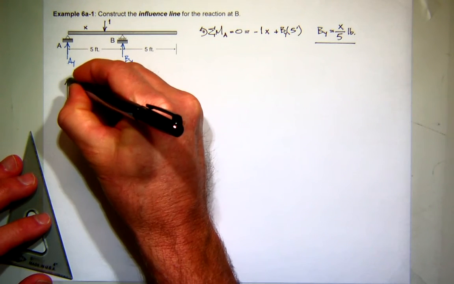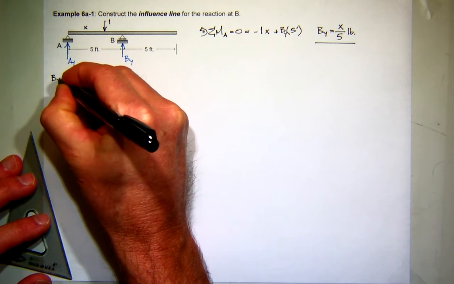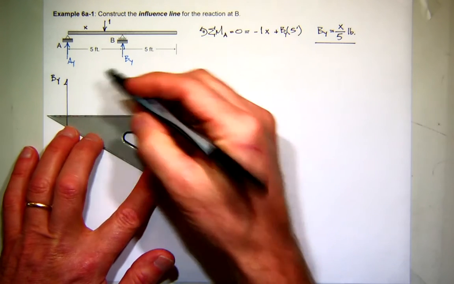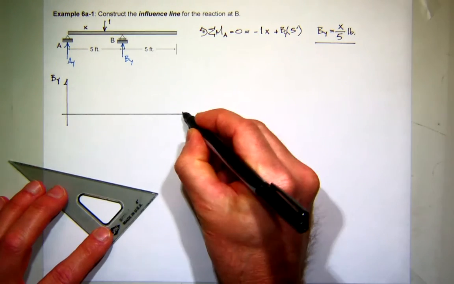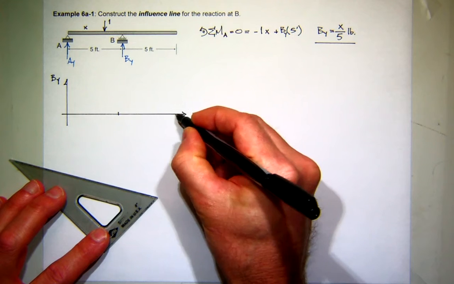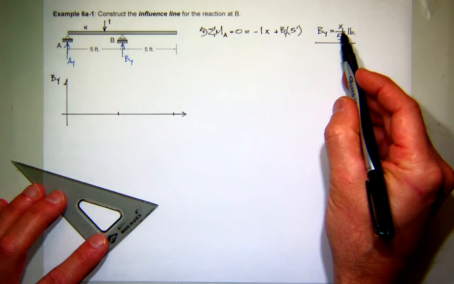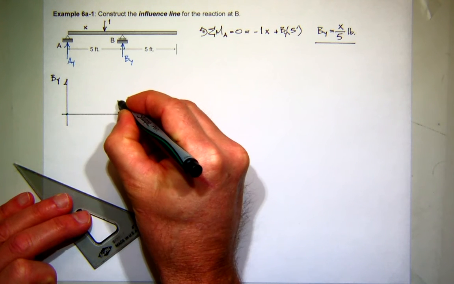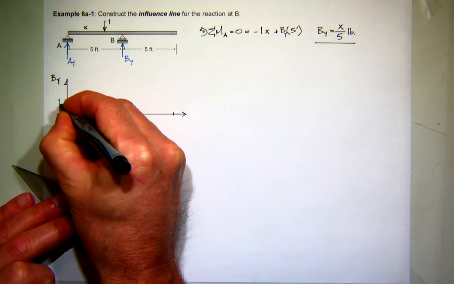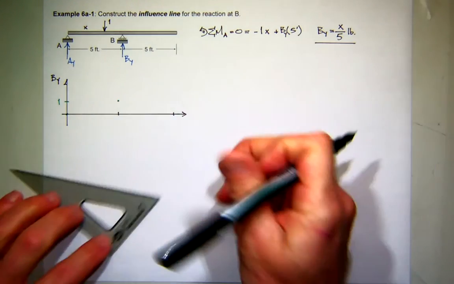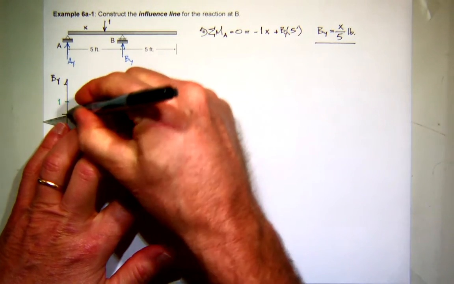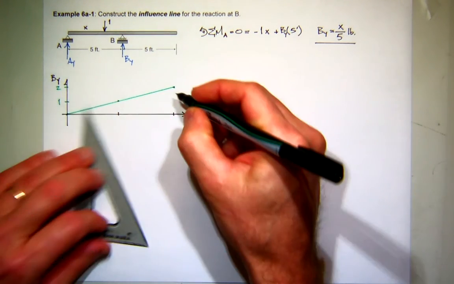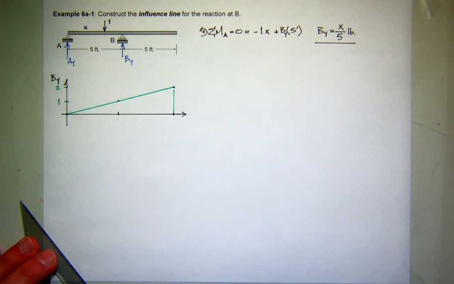So here's the axis. And remember, we're looking for the BY reaction. That's everything we're looking for there. So what's varying in the x direction? The position of the unit load. And I'll just put little marks here at 5 feet and 10 feet. So let's plot this. At x equals 0, it's 0. At 5, it's 1. And at 10, it is 2. And we connect the dots. And there's our influence line. That's it.